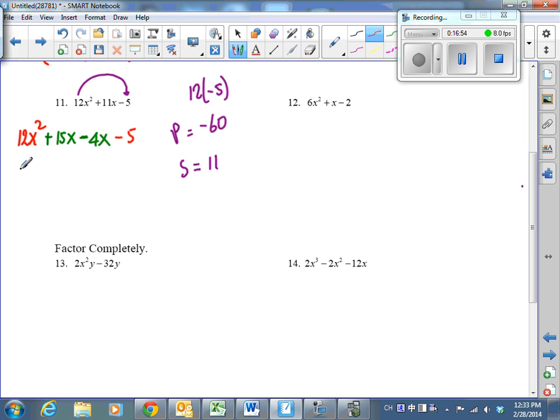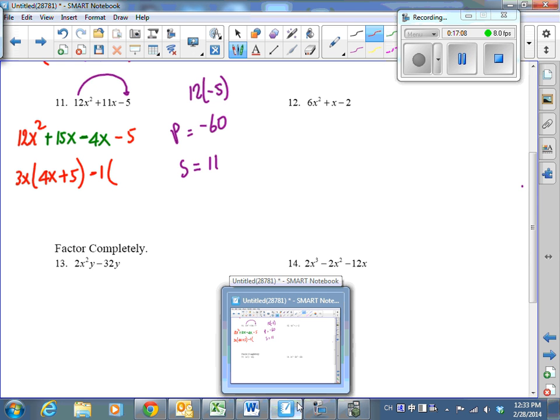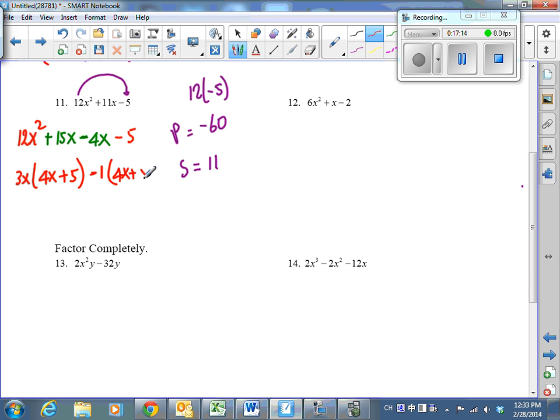So these two have what in common? 3x. What's left? 4x plus 5. The last two we have, this is a good one, a -1, because you want to have identical stuff. So this is again 4x plus 5, right? So it's just 4x plus 5 and 3x minus 1. Yes? So there are no shortcuts. No shortcut on this one. You got to go through the whole thing. There is one, but that's guessing. I don't like to guess.